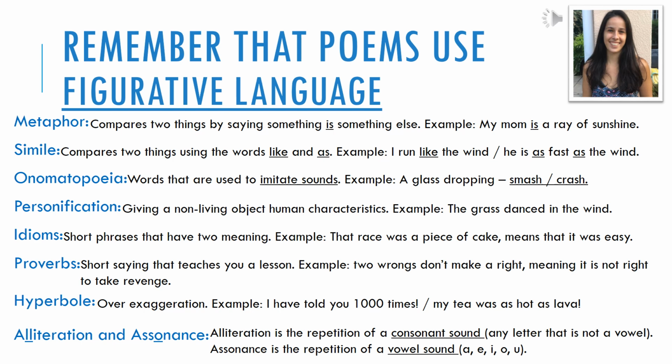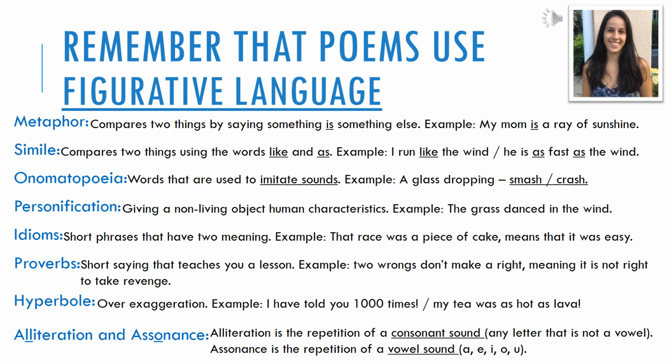Next, we look at hyperbole. And hyperbole is an over-exaggeration. For example, you'll hear this many times from myself and your parents: I have told you 1,000 times. Or I could say, my tea was as hot as lava. Now, my tea definitely can't be as hot as lava. And I'm sure I haven't told you 1,000 times. It just feels like it. So I have over-exaggerated. Maybe try to come up with your own hyperboles at home.